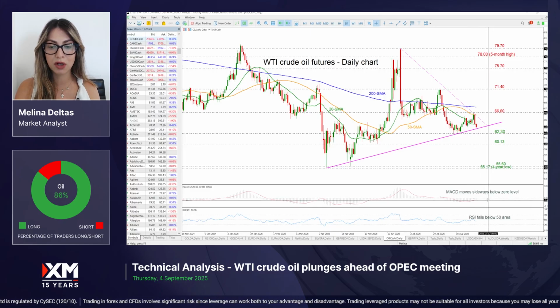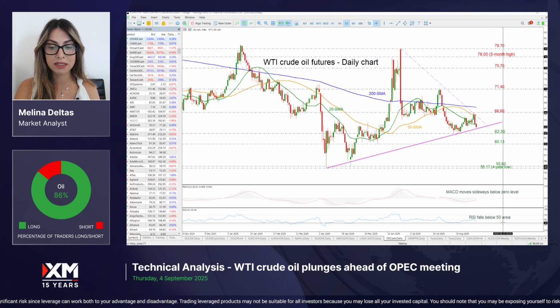Now the MACD is moving slightly lower today. We can see that it's strengthening its negative momentum below its zero line, but it's still slightly above its trigger line, and the RSI is extending its negative momentum beneath the 50 area.